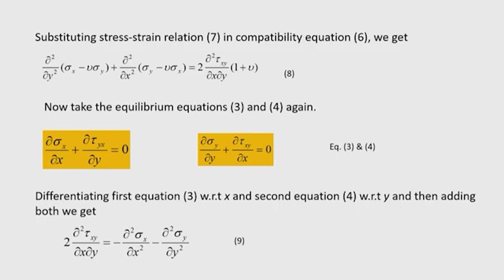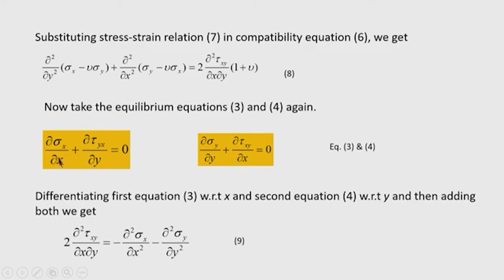Okay. Now, if I write again the equilibrium equations 3 and 4 that we have derived earlier, you can see this equilibrium equation in two dimensional elasticity, that is the plane stress problem, is again written here: del sigma x by del x plus del tau y x by del y equal to 0. This is one equation. Another equation is del sigma y by del y plus del tau x y by del x equal to 0. Okay.